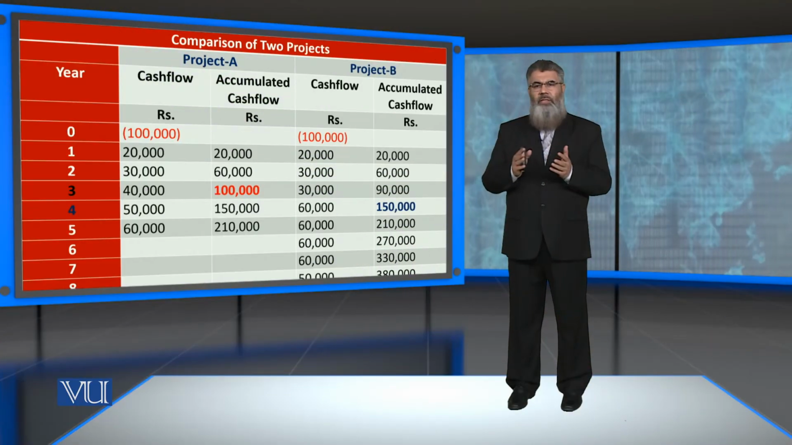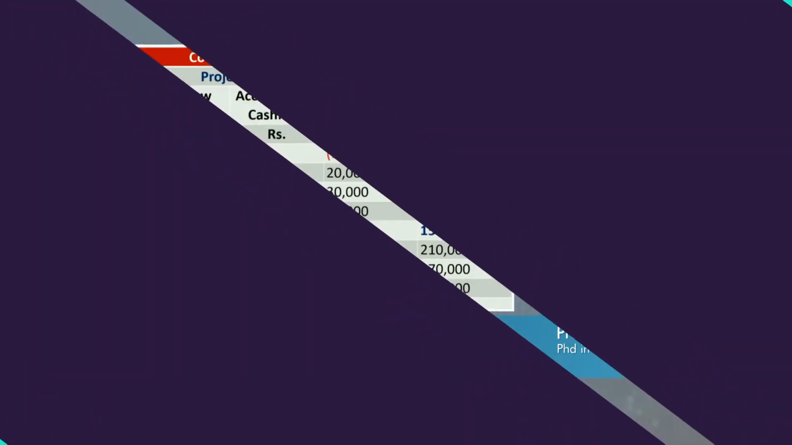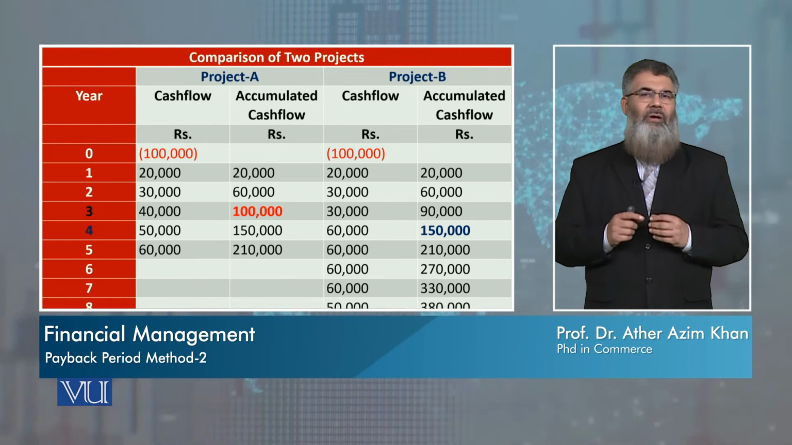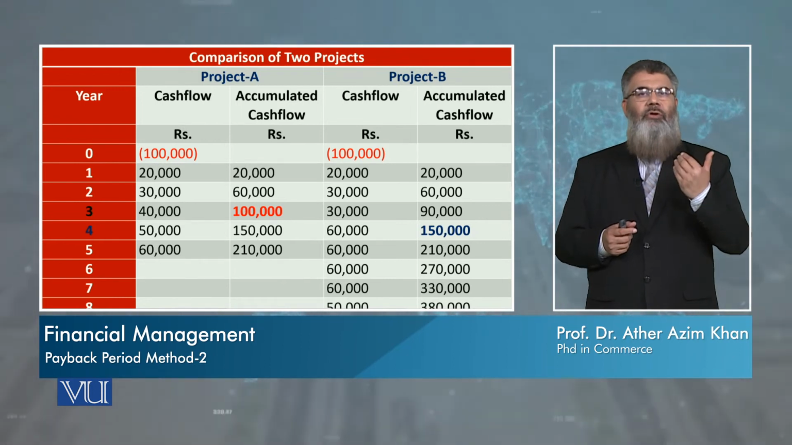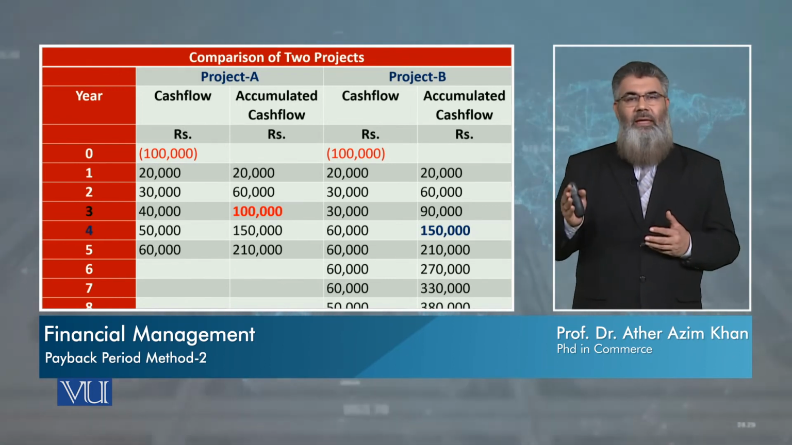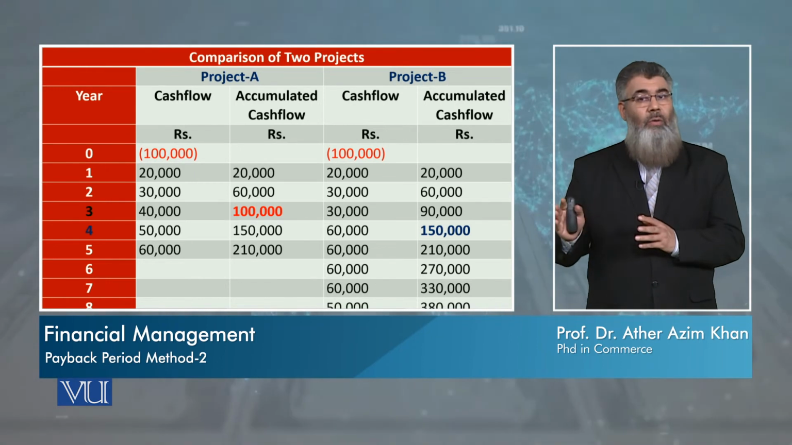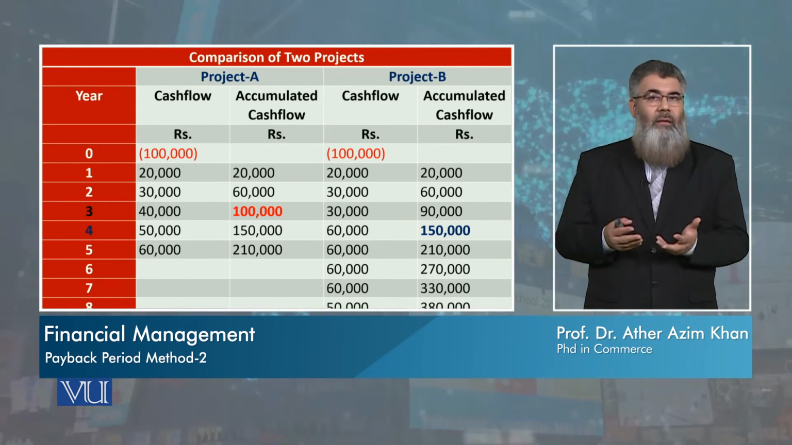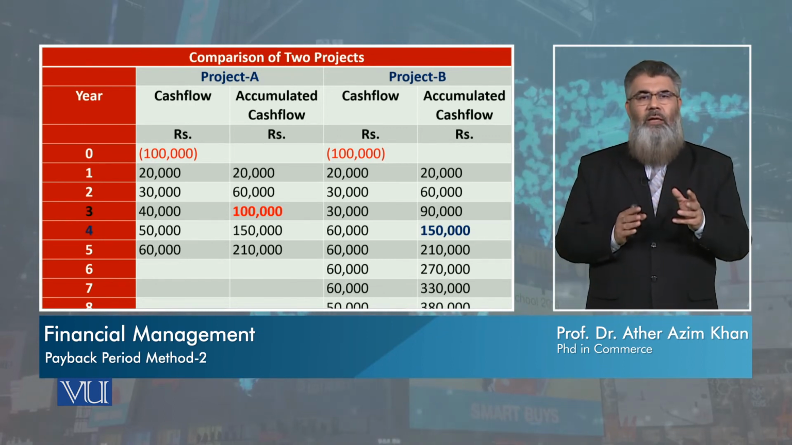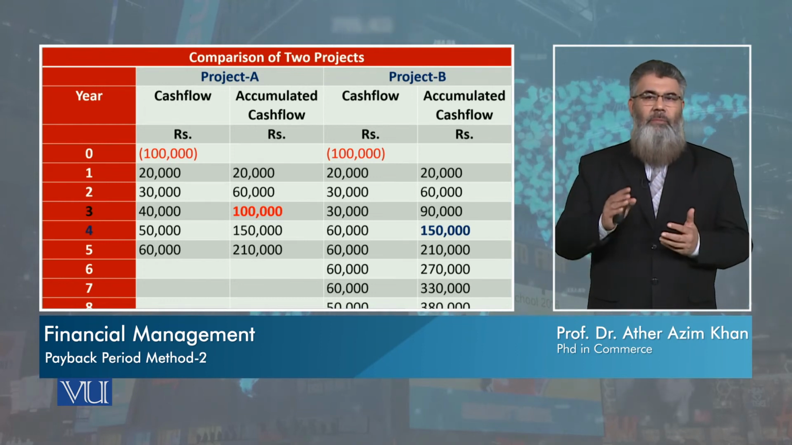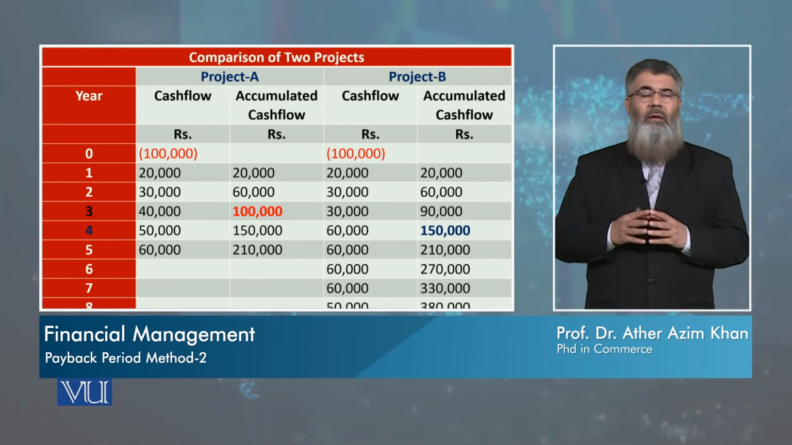अगर मैं दोनों प्रोजेक्ट्स ए और बी को कंपेयर करूं तो आप देख सकते हैं कि प्रोजेक्ट ए का 100,000 रुपीस की इन्वेस्टमेंट 3rd ईयर के एंड पे रिकवर हो रही है. So that means the payback of project A is 3 years. लेकिन प्रोजेक्ट बी की 100,000 रुपीस की इन्वेस्टमेंट 3rd ईयर के एंड तक रिकवर नहीं हो रही बल्कि वो 4th ईयर में जाके रिकवर होगी. सो ये बात हमें बिल्कुल वाज़ेह नज़र आ रही है कि पे बैक पीरियड प्रोजेक्ट ए का कम है और प्रोजेक्ट बी का ज़्यादा है क्योंकि 100,000 प्रोजेक्ट बी के चौथे साल में जाकर रिकवर हो रहा है.